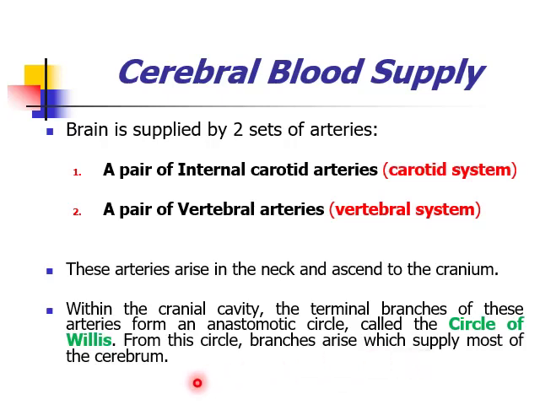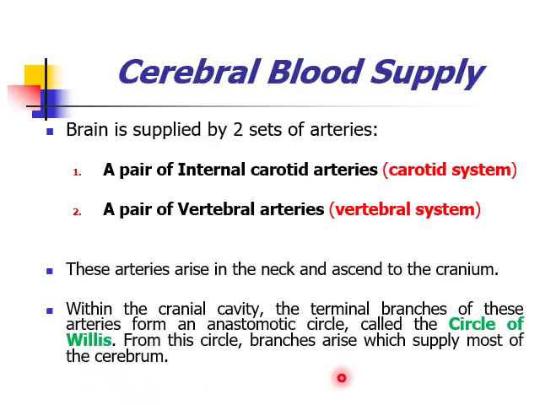So, in general, we have two arterial systems supplying the surfaces of the brain. These arterial systems are the carotid system and the vertebral system. They both arise in the neck and enter the base of the skull through the foramina towards the cranial cavity. These arteries eventually anastomose with each other, forming a circle that's called the circle of Willis.